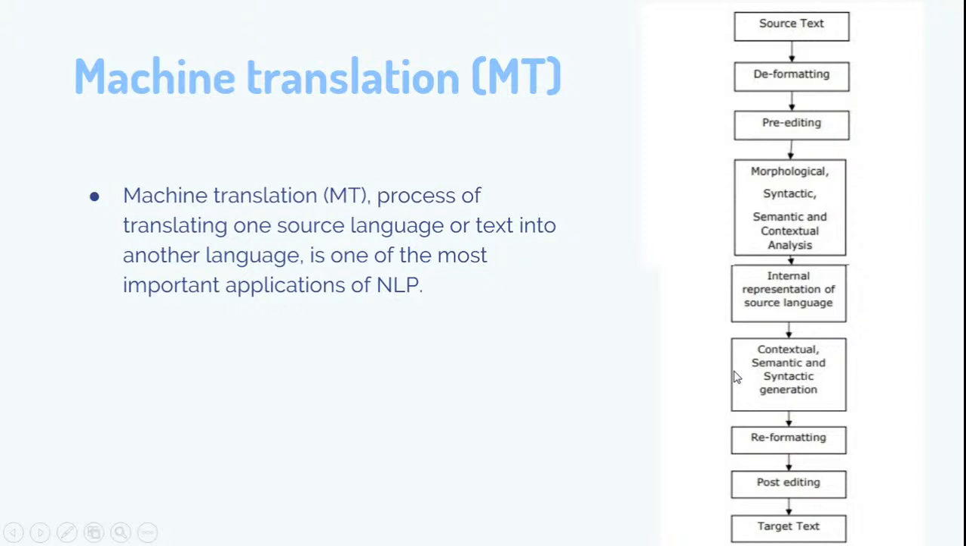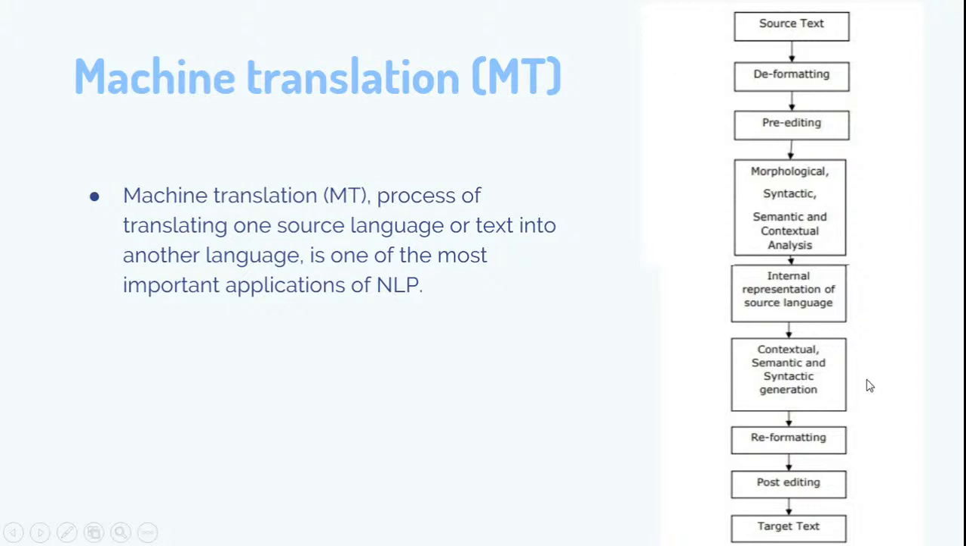It will take the words. For example, if we need to change an English word to a Tamil word, it will take the word accordingly. Then we do contextual, semantic and syntactic generation and reformatting of the words, and then post-editing, where it checks things like present and past tense and whether it is okay. Then we get the output, that is the target language text. This is one of the machine translation architectures.